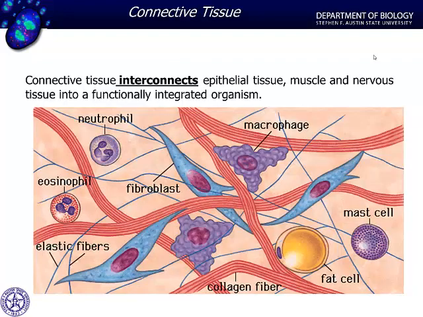So connective tissue has its name because it will interconnect various other tissues we have in the body and hold everything together. So epithelial tissue, muscle, nervous, you name it, that's going to be holding together. And you can see this collage in the illustration of our fibrous and molecular components and our cells that are interspersed throughout. This is typically what we're going to see in a connective tissue area of a histological slide.